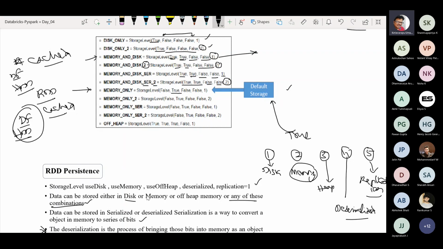Memory only. This is by default, where your second parameter is true. All are false with replication as one. And this is quite interesting, guys. It is quite interesting. Memory only two.